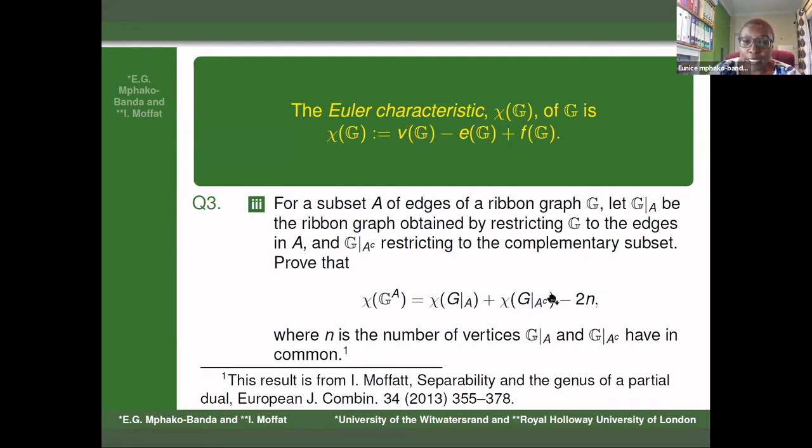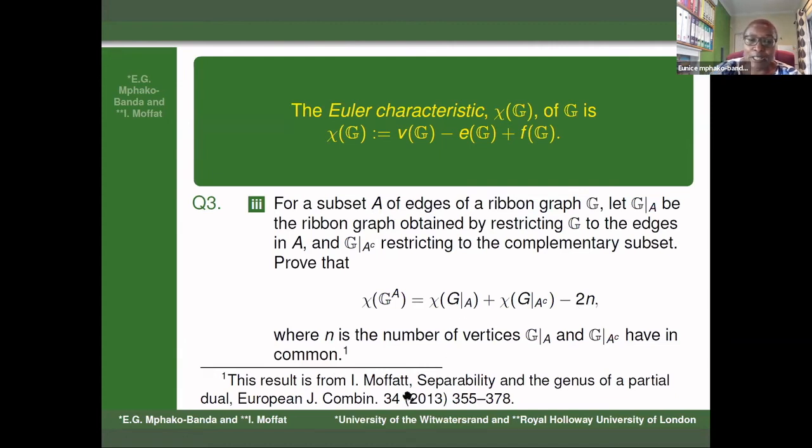And this 2n is the number of vertices which the restriction of G to A and the restriction of G to the complement of A have in common. The number of vertices which these 2 graphs have in common, that's the n. So this is one of the theorems which one can prove.